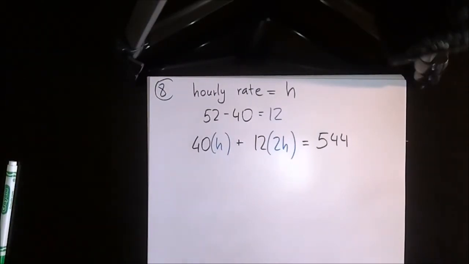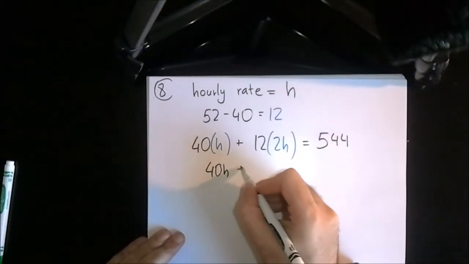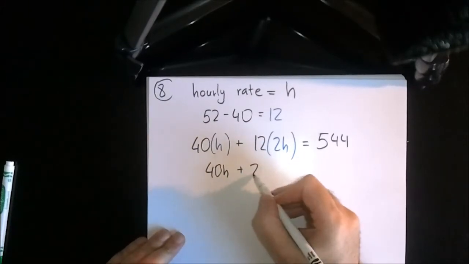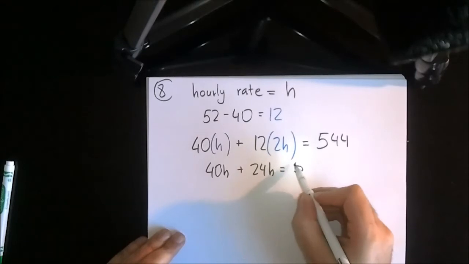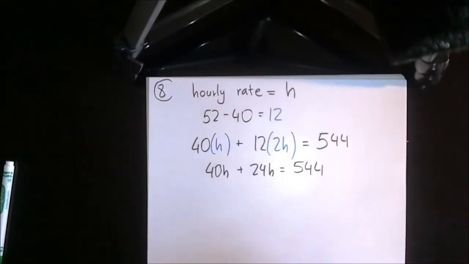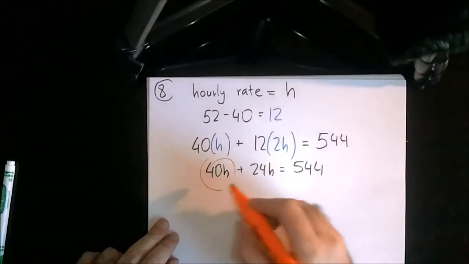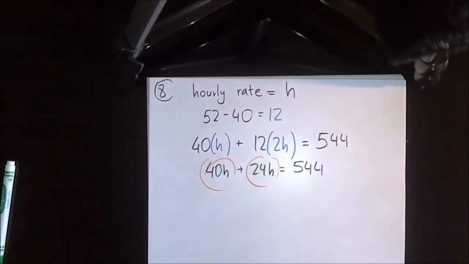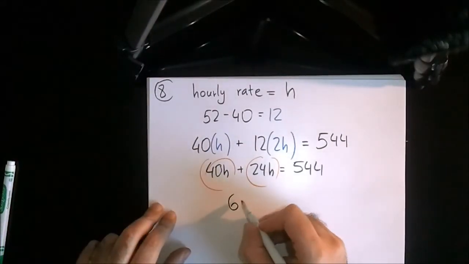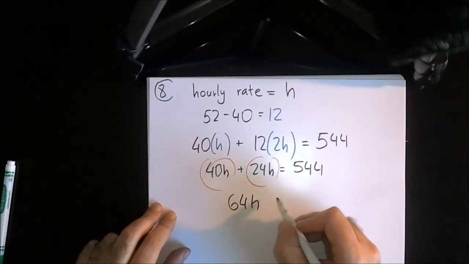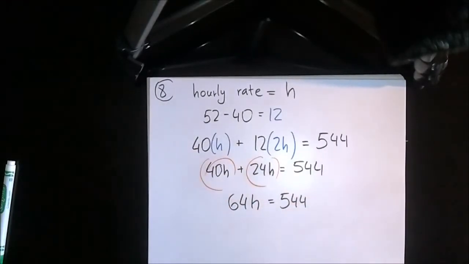Because all you have to do is 40 times H, that's 40H. 12 times 2H, that's 24H. 12 times 2. All of that equals 544. Now I just have to combine my like terms because I have two H terms here. And 40 plus 24, that's 64H. That equals 544. And now it's a single step equation.